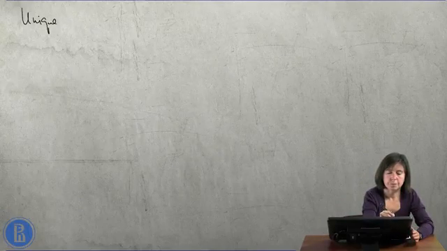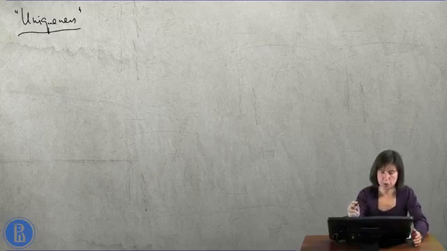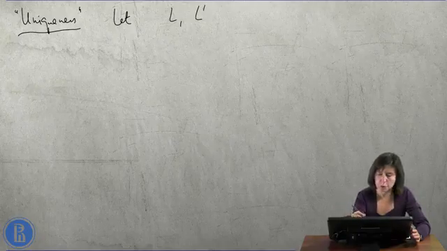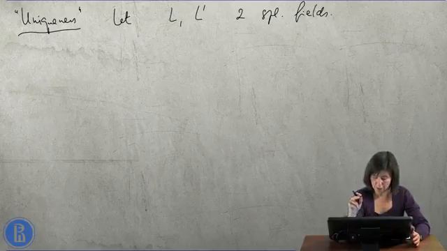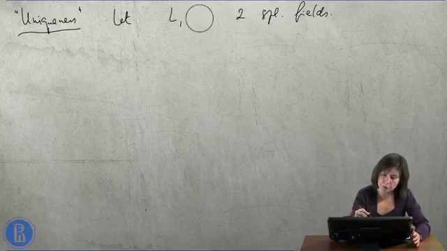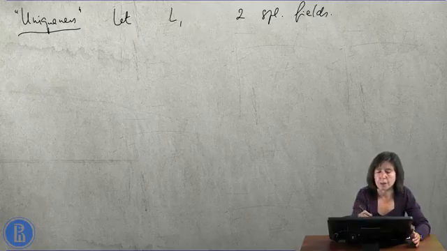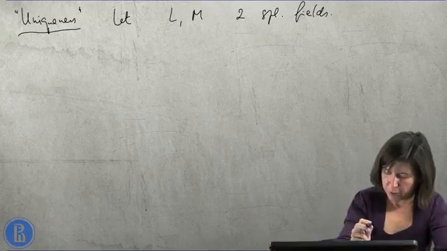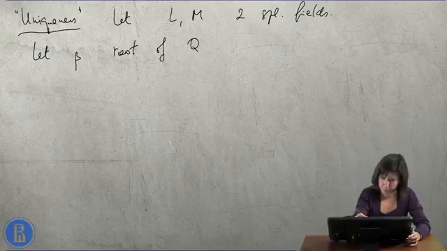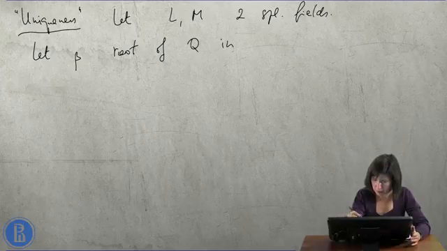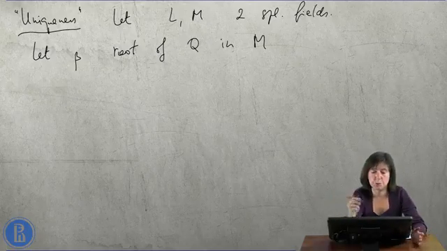Now it remains to prove uniqueness, well, uniqueness up to isomorphism. Let L and L prime be two splitting fields. Or maybe, let me better call it M, the other one, because I already have L1 and this might be confusing. L and M be two splitting fields. Now let beta be a root of Q in M. Well, Q was some irreducible factor of P.